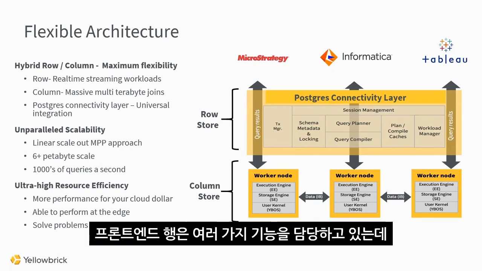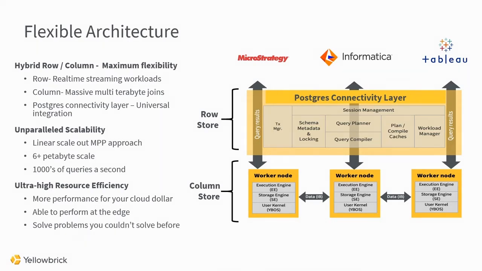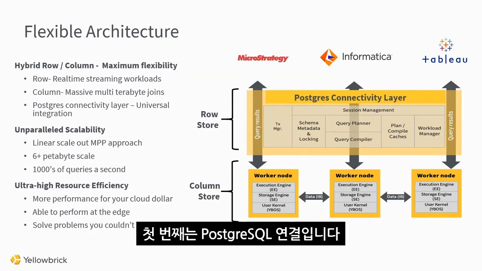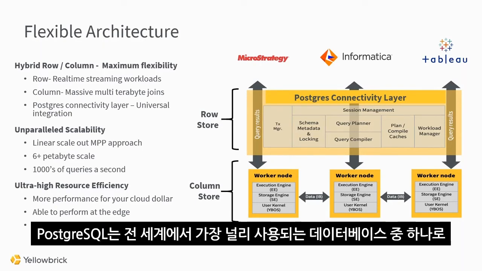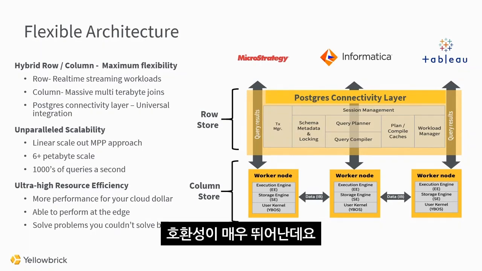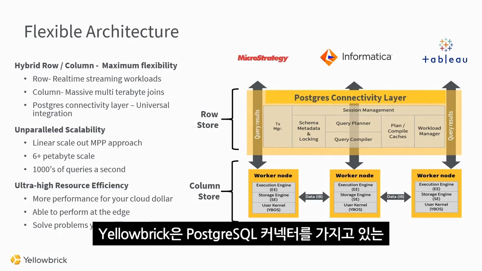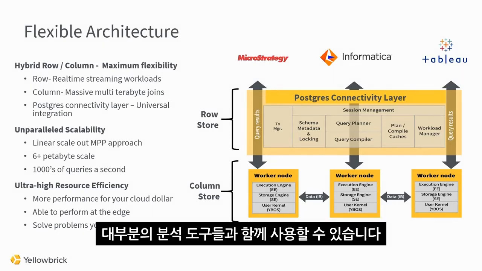The front-end row store is responsible for a bunch of functions, but in the interest of time, I just want to cover a couple more key points. And the first one is our Postgres connectivity. Our front end is based on Postgres because Postgres is one of the most widely used databases in the world and offers a compatible and common SQL dialect. This means that most analytic tools in the world already have a Postgres connector, which by the transitive property means Yellowbrick works with almost any analytic tool in the world.